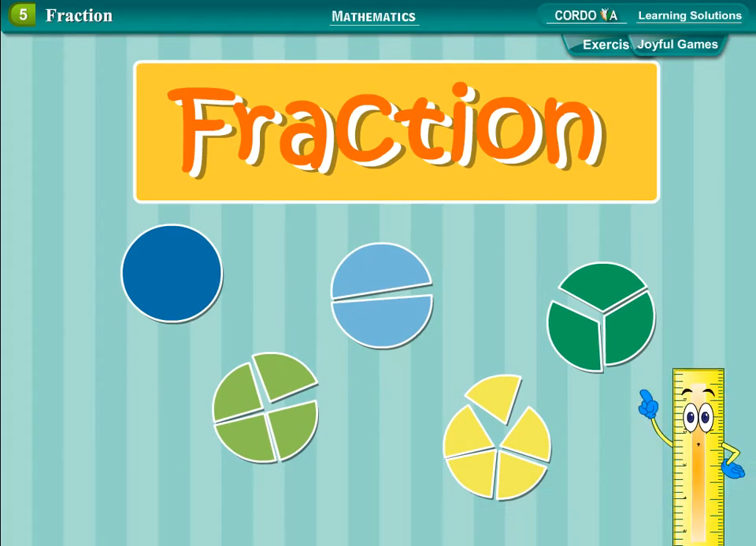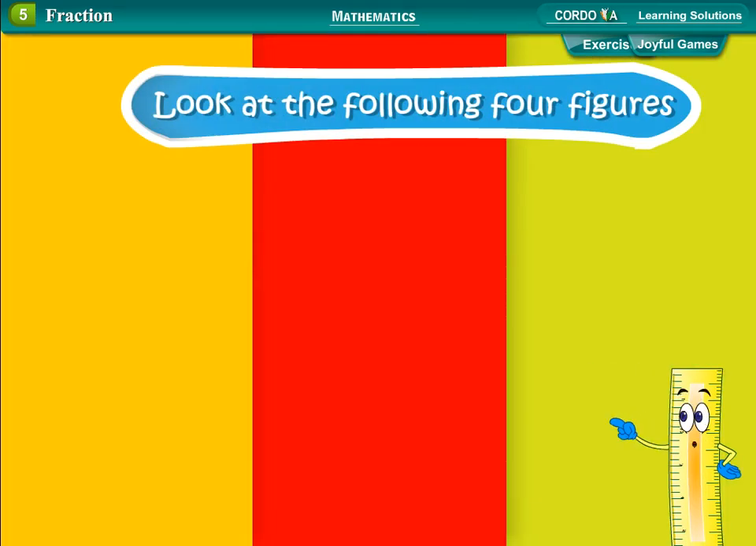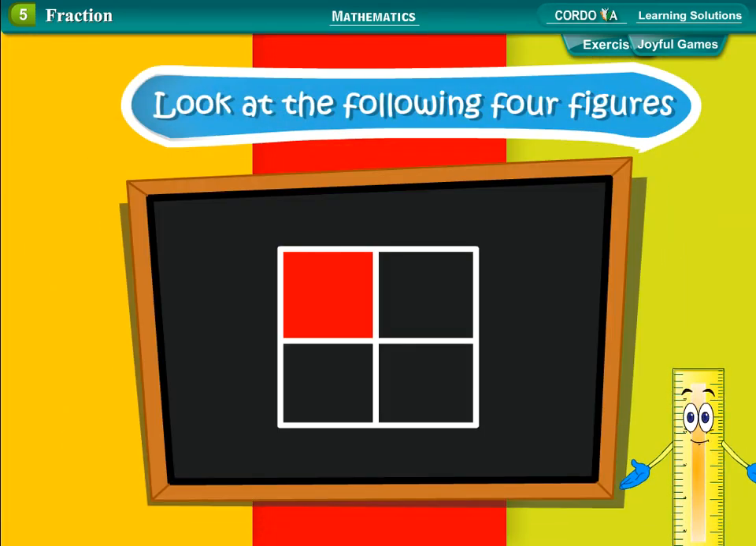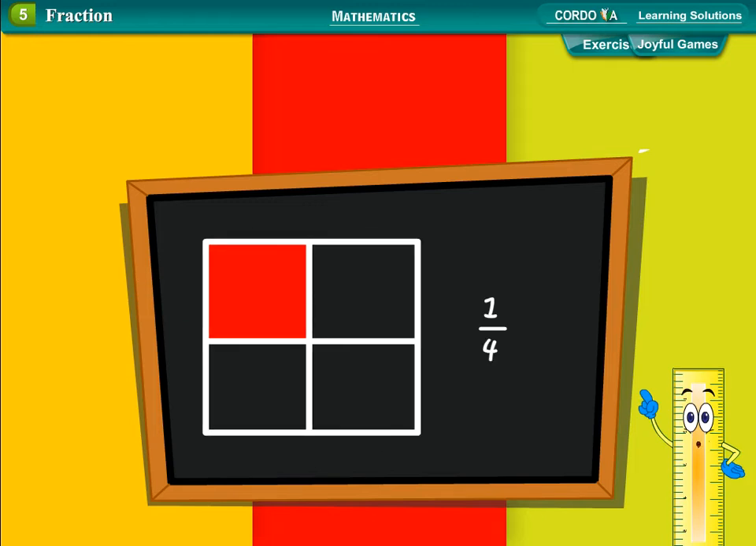Chapter 5. Fractions. Look at the following 4 figures. In figure 1, a square has been divided into 4 equal parts. One part out of 4 has been shaded, that is, 1/4 has been shaded. Mathematically, we can say 1/4 portion has been shaded.